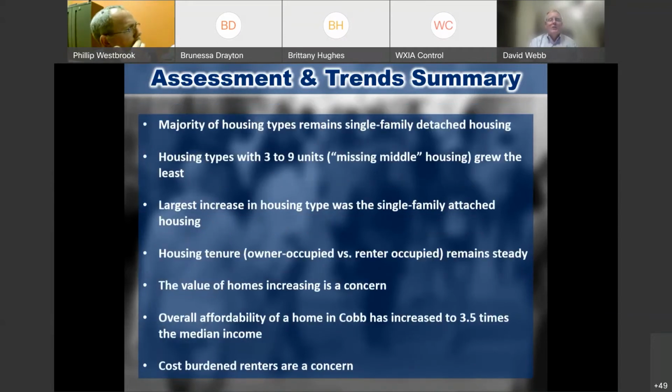The majority of the housing, as we saw by our land use graph, continues to be single family. Housing types with 3 to 9 units did grow the least. The largest increase in housing type was single family attached by percentage. The housing tenure does remain steady. Basically, how many people own their dwelling unit versus rent.